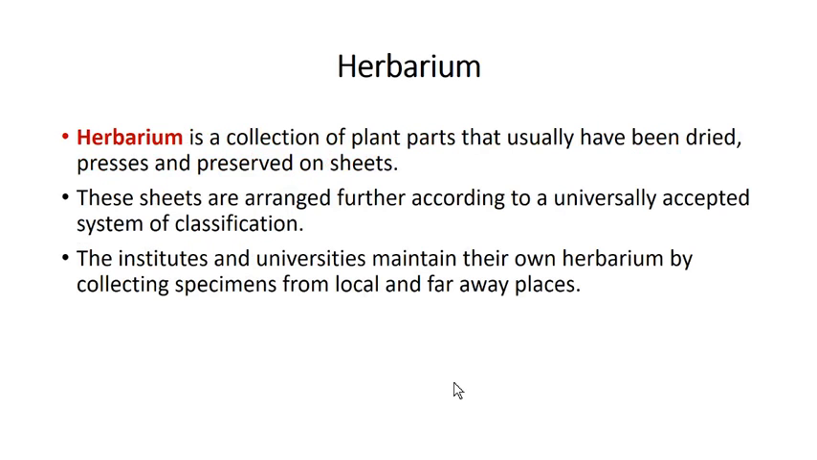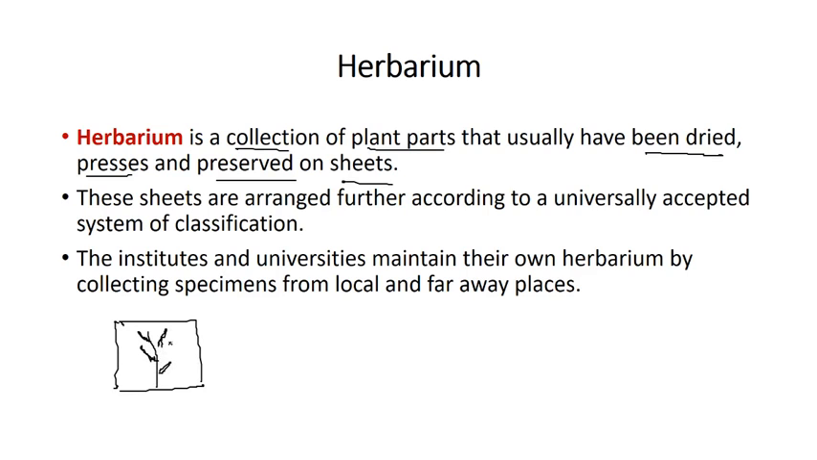Now coming to the first taxonomical aid in detail, herbarium. Herbarium is a collection of plant parts that usually have been dried, pressed hard and preserved on sheets. In simple words, it is a collection of dried plant specimens mounted on a sheet. A newly identified specimen is pressed and mounted on a sheet. These sheets are further arranged according to a universally accepted system of classification. This we have discussed before.